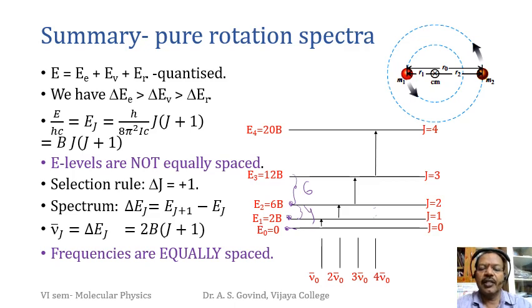And when there is a transition, this is 2, this is 4, this is 6, like that. So you will get 2, 4, 6 like that. That means the frequencies are having equal spacing. That is, the difference between frequencies is same. So that is the summary of the pure rotation spectra.